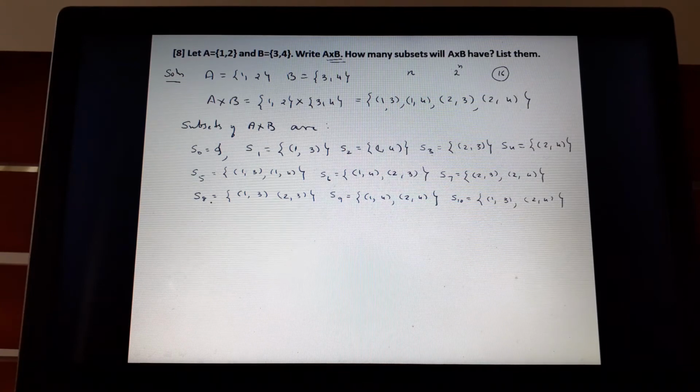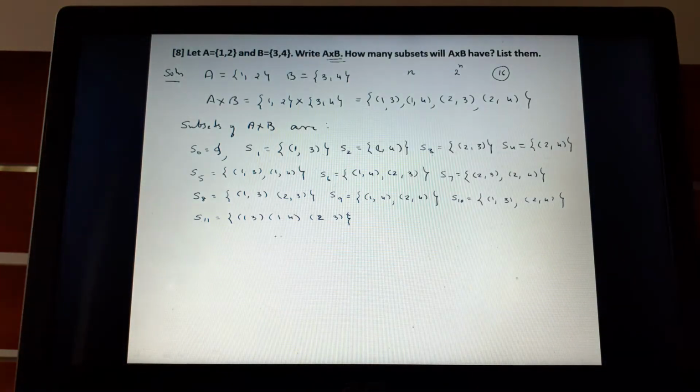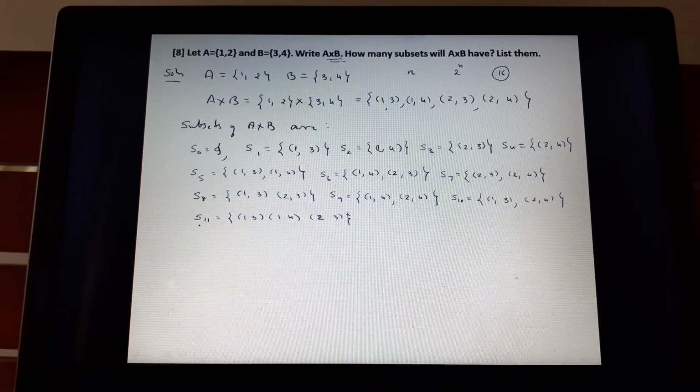Now next one is S11. This should consist of three elements. For example, I can take 1 3, 1 4, 2 3. So this is a subset containing three elements. In the same way, you can take the next one, S12. First I have taken these three, now I can take 1 4, 2 3 and 2 4.